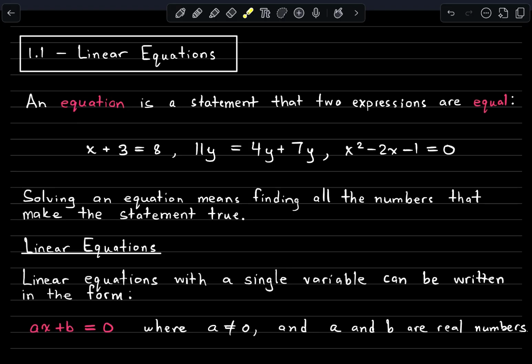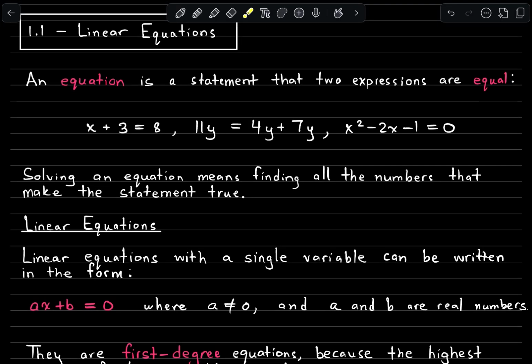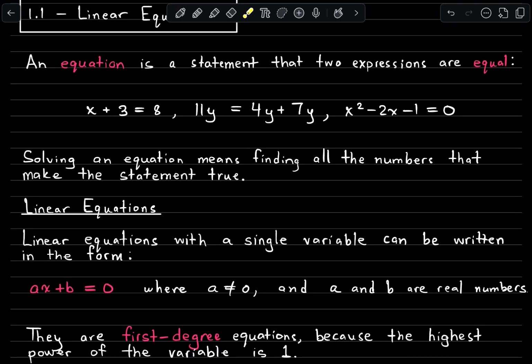Okay, so we've got linear equations. These are equations with a single variable, and they can be written in the form ax + b = 0, where a is not equal to 0, so you have some number here, at least 1 or something like that, right? And a and b are real numbers, so no imaginary numbers. They can be fractions, they can be decimals, or whole numbers, but no complex values. So these are first degree equations because the highest power of the variable is just 1. These are not quadratic equations or cubic equations or anything like that.